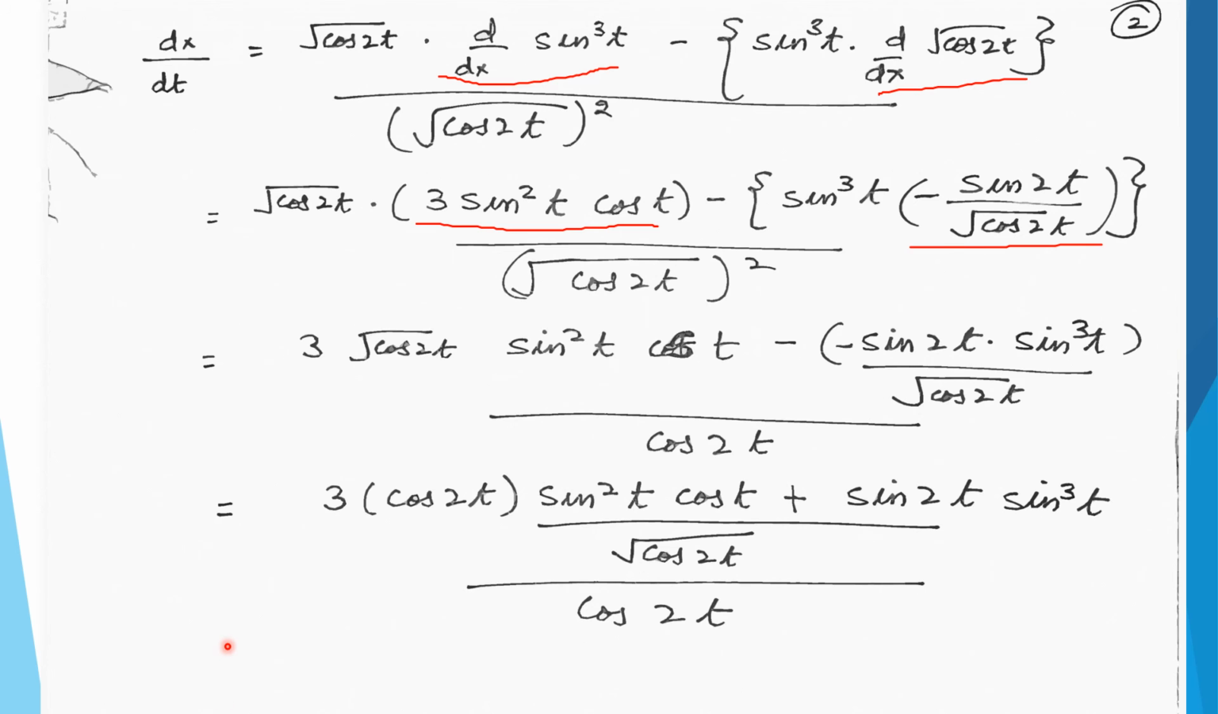What we do is, you just open the bracket up. This bracket is opening. This 3 is going in the beginning. You get 3 under root of cos 2t multiplied by sine square t cos t. Okay, and this minus sign and this minus sign, both the minus signs here, you combine. This sine cube t into sine 2t, you will get sine 2t in the beginning multiplied by sine cube t, whole upon under root of cos 2t, right?